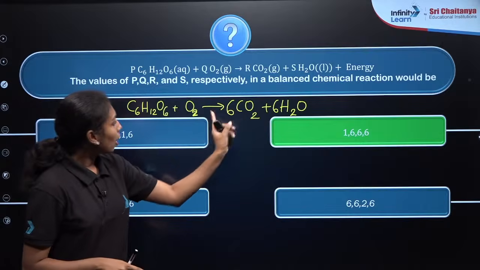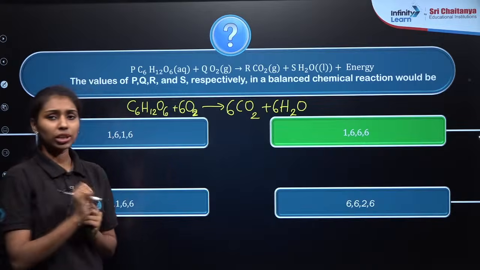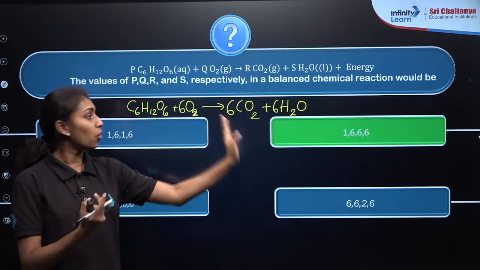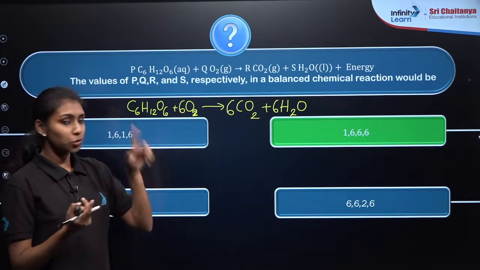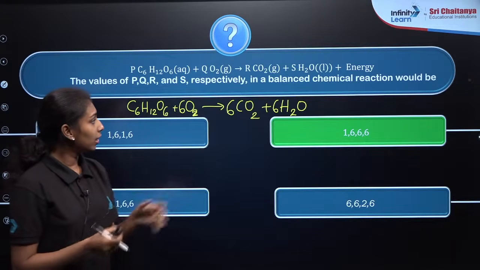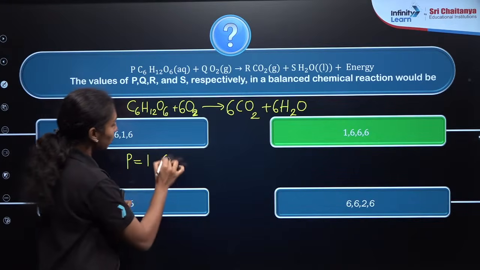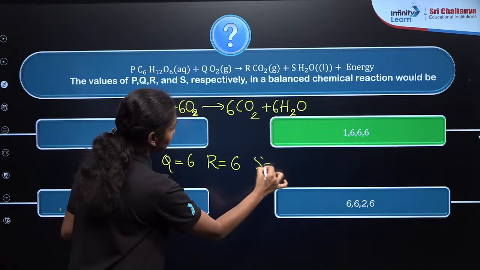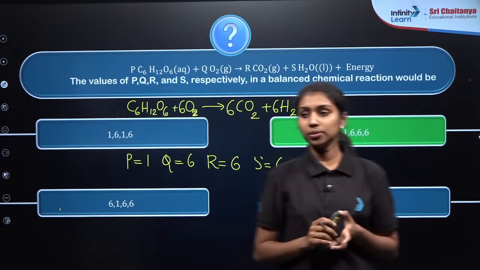Remaining, how many we need to add? We need to add 12, right? 12 means 6 into 2. Okay, I hope you are getting my point, right? Total, it is 18 oxygen present on the product side or the right hand side. Again here it is only 6 oxygen present. What is the remaining here? It is 12. So in order to make the 12 oxygen atoms, I am multiplying 6 O2. 6 into 2, 12 here, right? So what is the coefficient here? P is equal to 1 here, Q is equal to 6 here, R is equal to again 6, S is equal to 6. So 1, 6, 6, 6 will be the correct answer here. Is that clear?